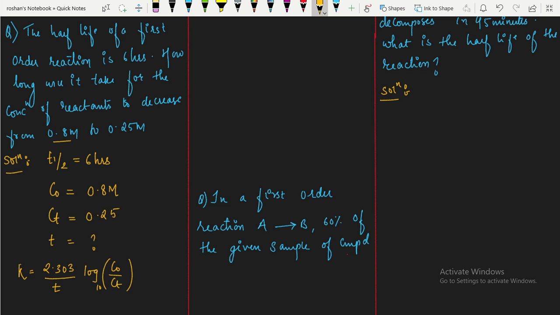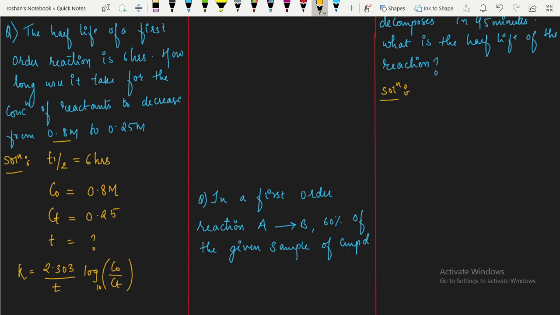I hope you all remember, students, we know that T half is nothing but 0.693 by K. So if T half is 0.693 upon K, students, what is K? Sir, K will be 0.693 upon T half. Can I substitute that here?